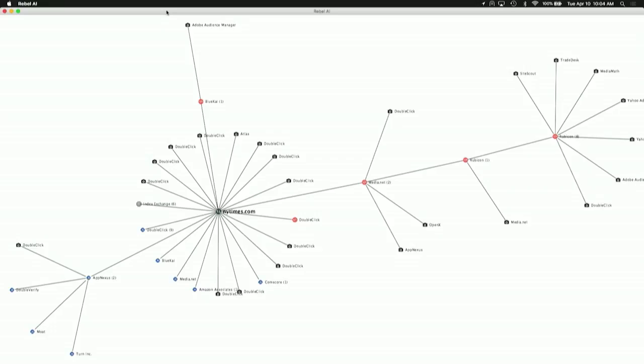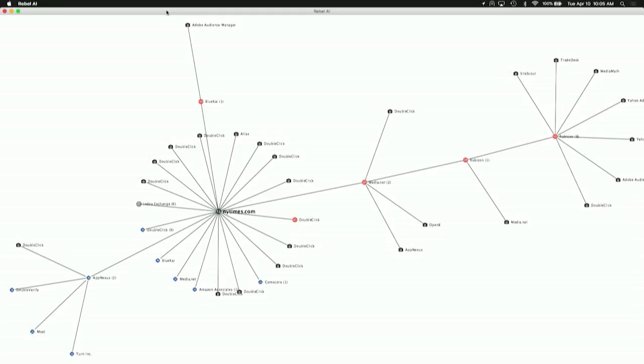And what you see is MediaNet that calls Rubicon, right? That calls Rubicon again. And then all of those pixels around Rubicon are being fired, like the Trade Desk and Site Scout and MediaMath and Yahoo. So that's just a typical page load or a transaction that happens within the browser, right?